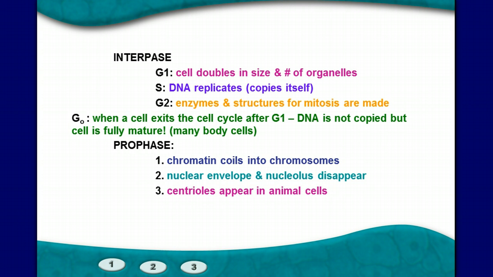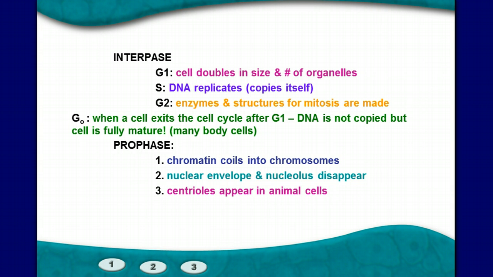The S phase, or synthesis, is when the DNA replicates, because of course you can't reproduce if you don't have an extra copy of DNA. And then there's G2, or that preparation, getting ready to reproduce, or to split in half. And that's when the enzymes and structures for mitosis are actually made.